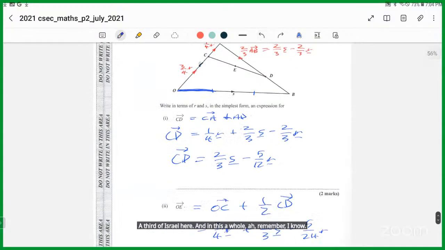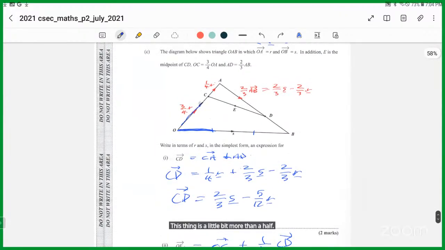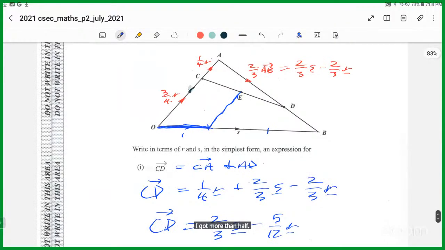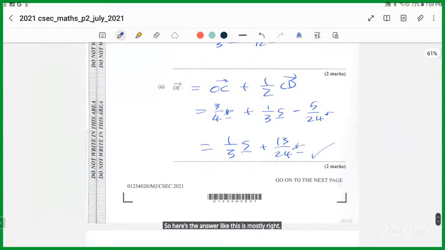Remember, this thing is a little bit more than a half. Half of R will be about this. You see there? That's about the same length as this. A little bit more than half. So you can accept this answer. 1/3 S. And this is now 13/24, which is a little bit more than half of a R. You can accept that answer. Go from O to S, O to E. So you get the answer like this, and you're right. This is correct. You can accept it.